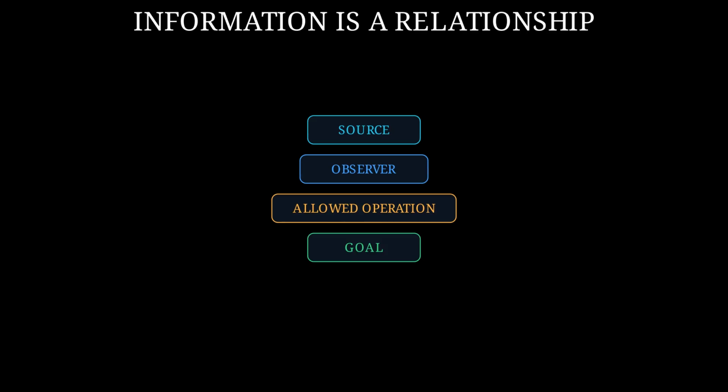Across this playlist, the useful question has always been what the receiver can distinguish. A source model prices possibilities. An observation changes them. Noise blurs them. Codes protect them. A distortion rule declares which distinctions may be surrendered. Information is a relationship among a source, an observer, an allowed operation, and a goal.